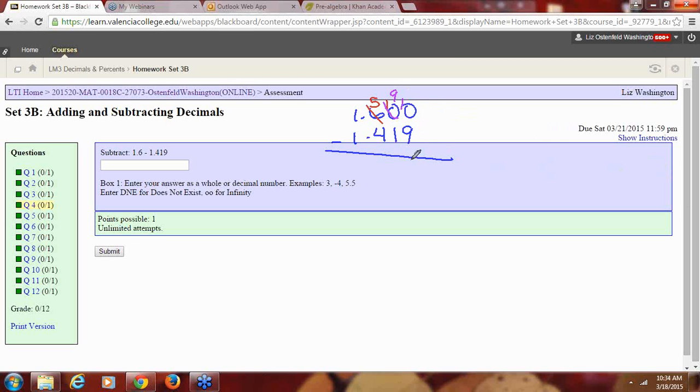Now I'm going to go 10 minus 9 is 1. 9 minus 1 is 8. 5 minus 4 is 1. Bring my decimal down. 1 minus 1 is 0. So you can put a 0 here, but you don't have to. You can just write 0.181, okay? Any questions about that?